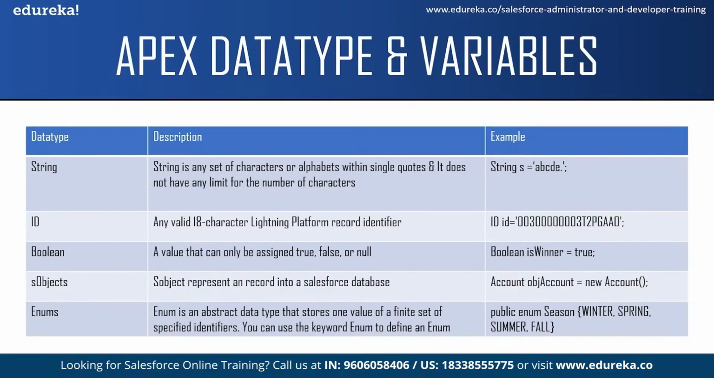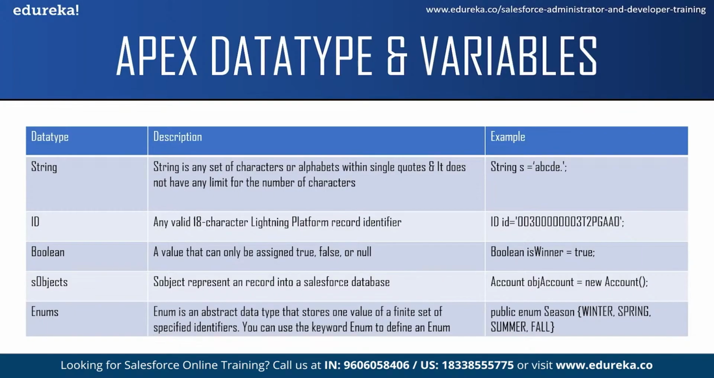After the sObject data type, we have the enum data type. Now enum is an abstract data type that stores one value of a finite set of specified identifiers. You need to use the keyword enum to define an enum data type. Here is an example for an enum data type. Public enum Season, and we have a list of identifiers: winter, spring, summer, and fall. After this, we also have collections, which include lists, sets, and maps.